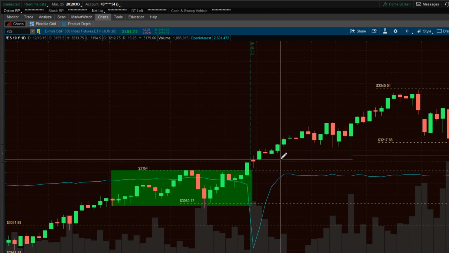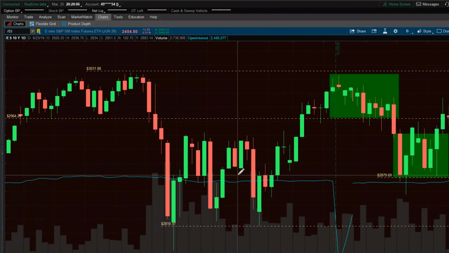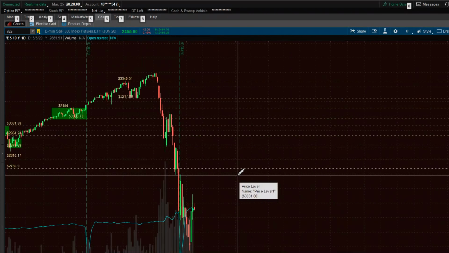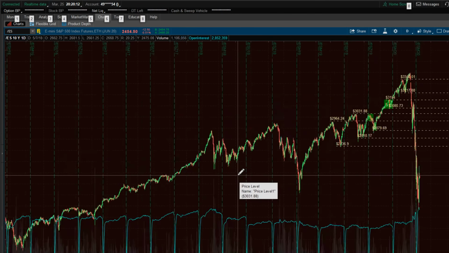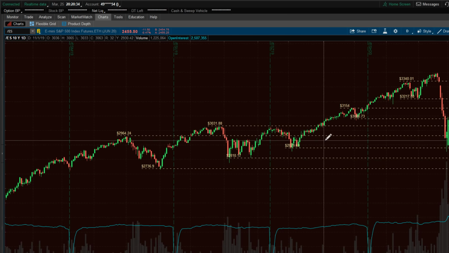So let's see here. I might have to back out a little bit more. It's too much. This thing's not wanting to cooperate. All right, here we go. So what I'm going to do is pull up a trend line drawing tool here. And I'm going to get rid of these boxes for now. And we want to draw some trend lines.